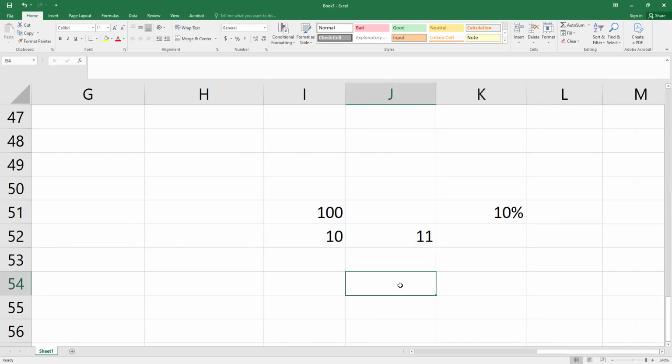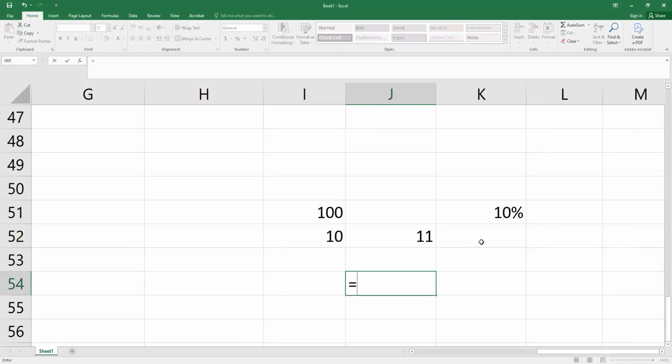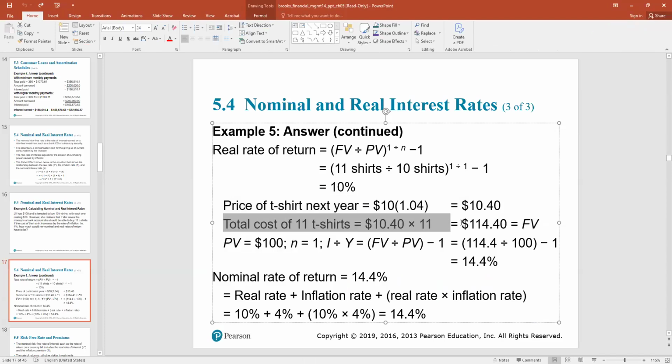And we're using the Fisher formula, where it says here, nominal rate equals real rate of return that you calculated, real interest rate, plus inflation, plus real rate multiplied by inflation rate. So 10% plus inflation, which is 4%, plus 4% multiplied by 10%. So that will give you the nominal return. On the other side, if you want to calculate the nominal return, you can use this way of calculation, calculating the total t-shirts and then calculating the value.